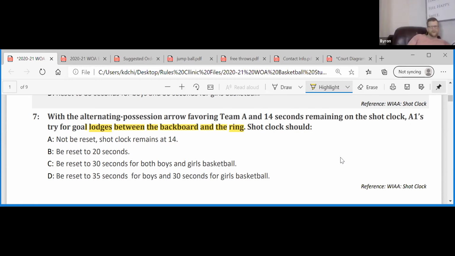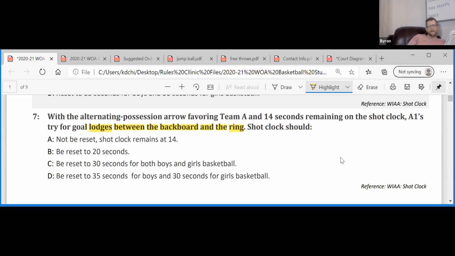Depends if it's going the other way. Well, no, I'm just asking a question. If it hits any part of the rim, I would think, yeah, you reset the shot clock. Okay, so that's the answer. Somebody said something else, if the possession was going the other way.